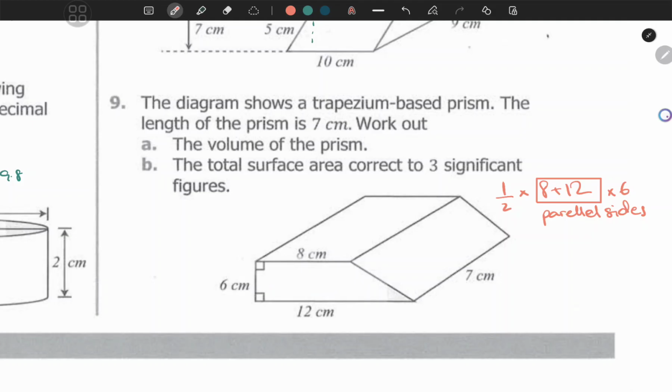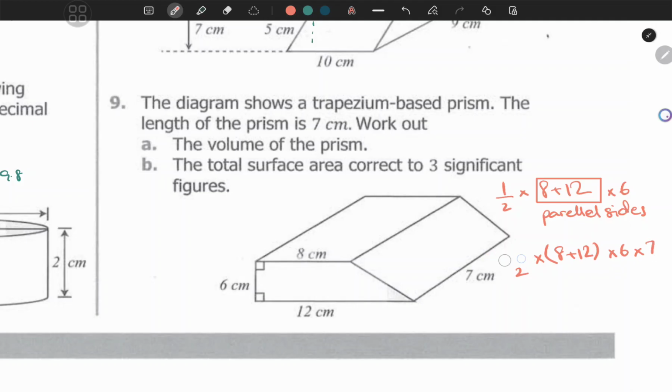So what they've asked is the volume of the prism. The volume of the prism would be base area into length, which gives us the value of this multiplied by 7. Half into 8 plus 12 into 6 into 7. This gives us the volume.